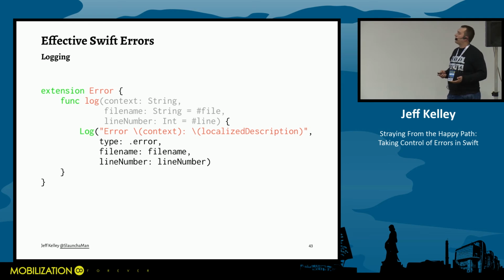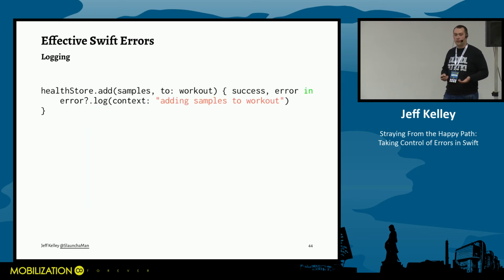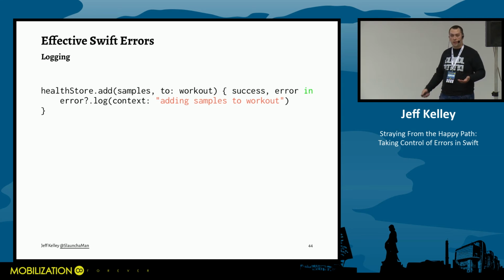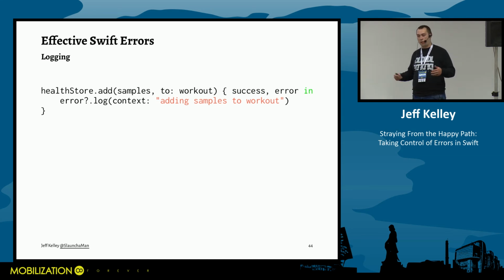So now when I want to call this, I think this is much better. I don't have to unwrap it. I just call error, unwrap, and then .log. And it's one line. And the context is just adding samples to the workout. So I know exactly what happened. And all that boilerplate code just lives in one place.